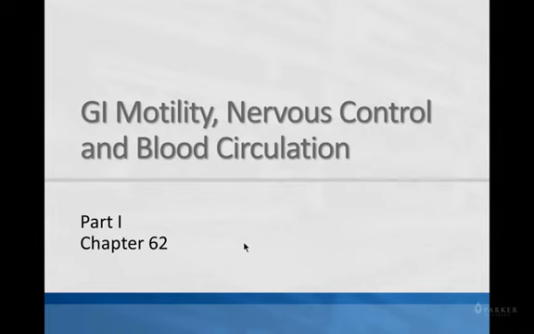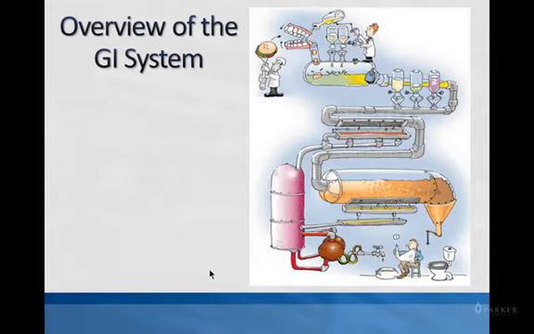The second part of the webinar will cover the role of the autonomic nervous system as well as the enteric nervous system on GI motility, some effects of hormones, and some different functional types of movements in the GI tract. But where we're going to start is with a general overview.